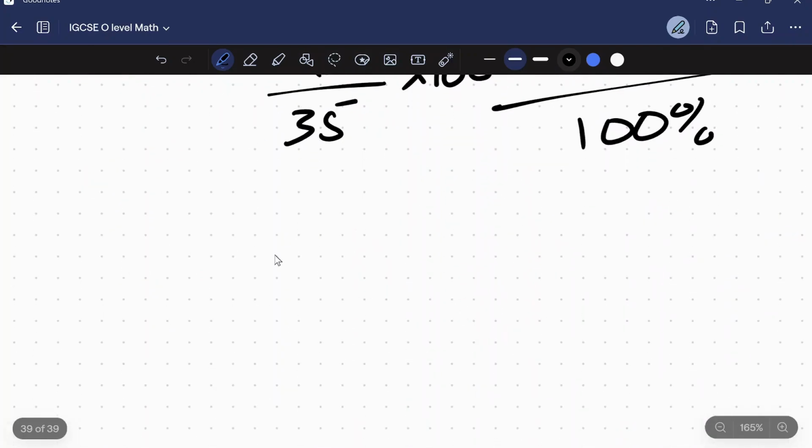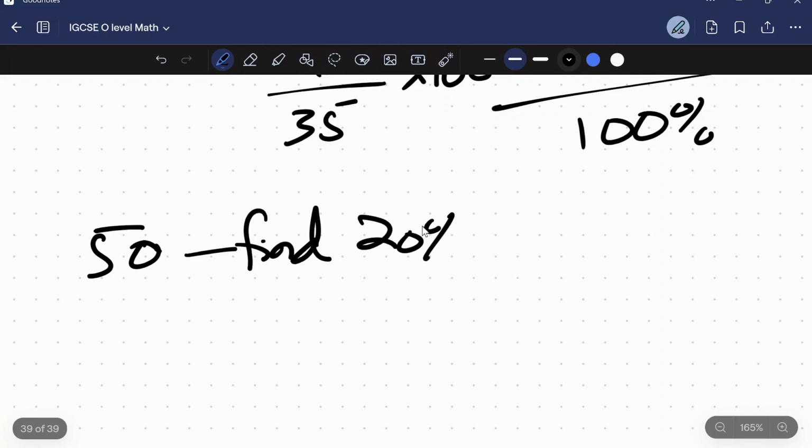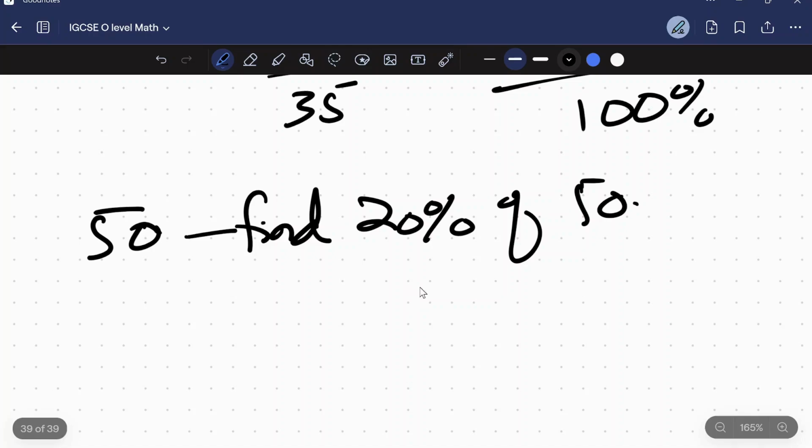Now let's look at another case where you are expected to find some percentage of a number, which is very common in daily life. Let's say we have the number 50, and we are expected to find 20% of 50. How do we find 20% of 50? First we need to form the fraction from the percentage. What percentage do we need to find? 20%.